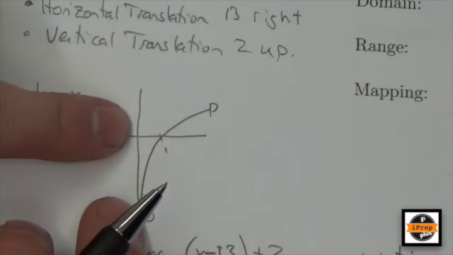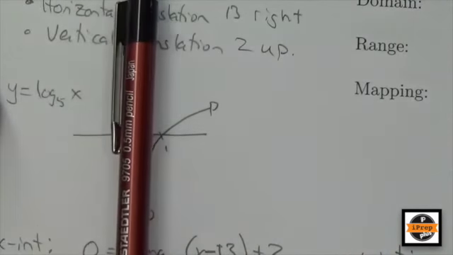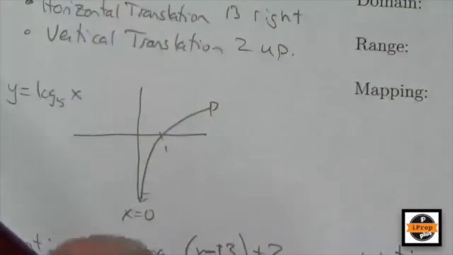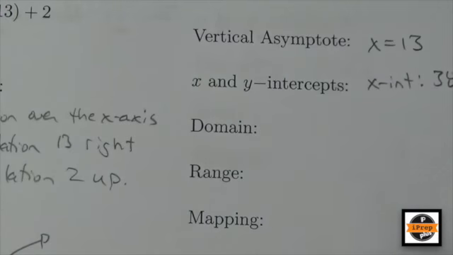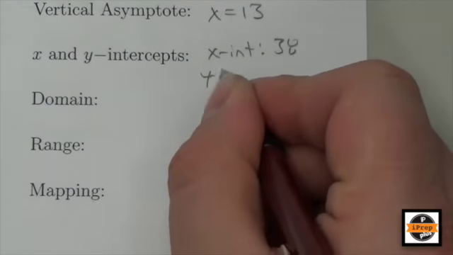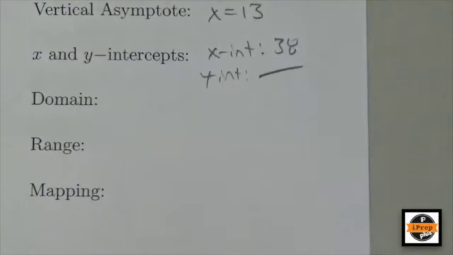And actually that makes perfect sense when you think about it. We took this graph right here that had a vertical asymptote at 0 and we moved it 13 to the right. We moved it away from the y-axis. Okay, so up here, y-intercept, well, it turned out there was none.